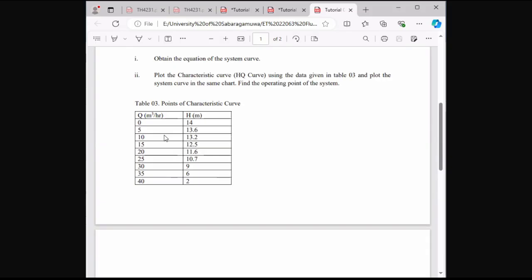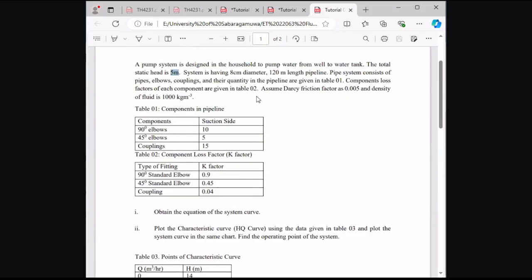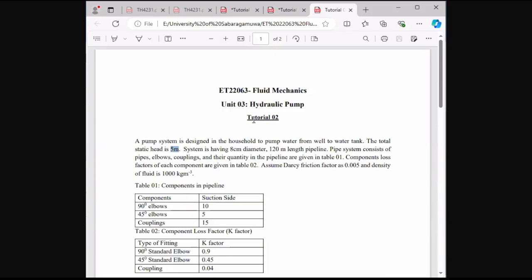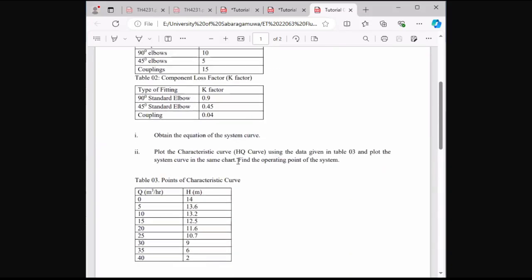Okay, this one is a very easy example. Please try this one at home, and next day I will discuss it. Is it possible? Can you try this one at home?